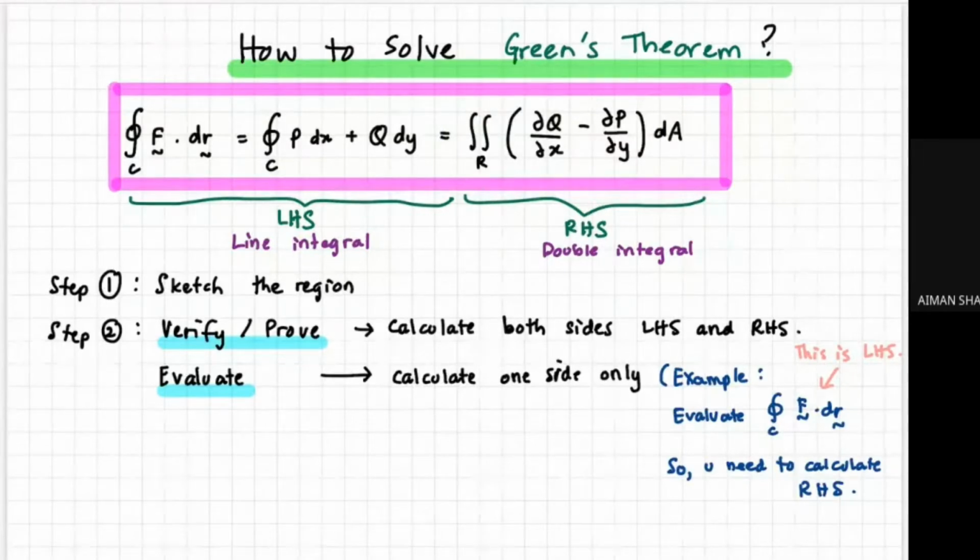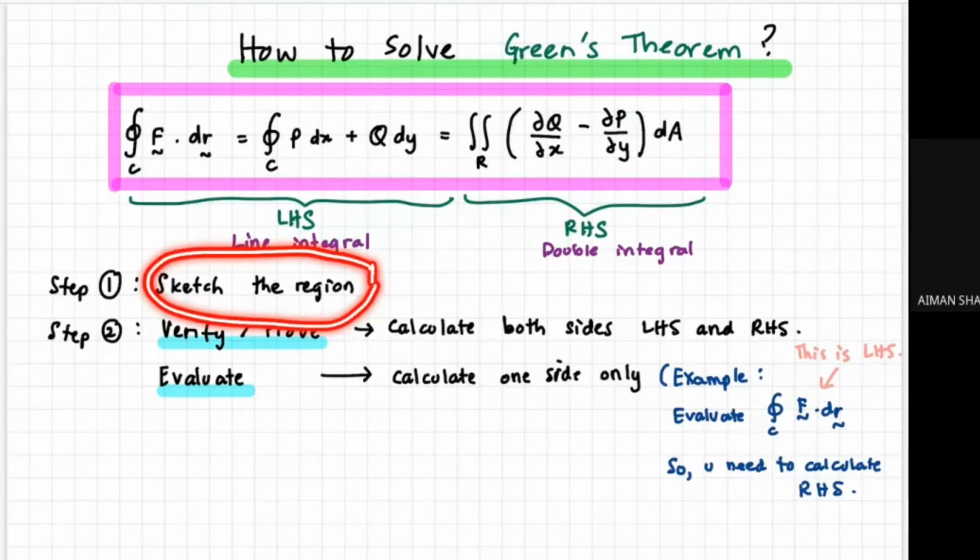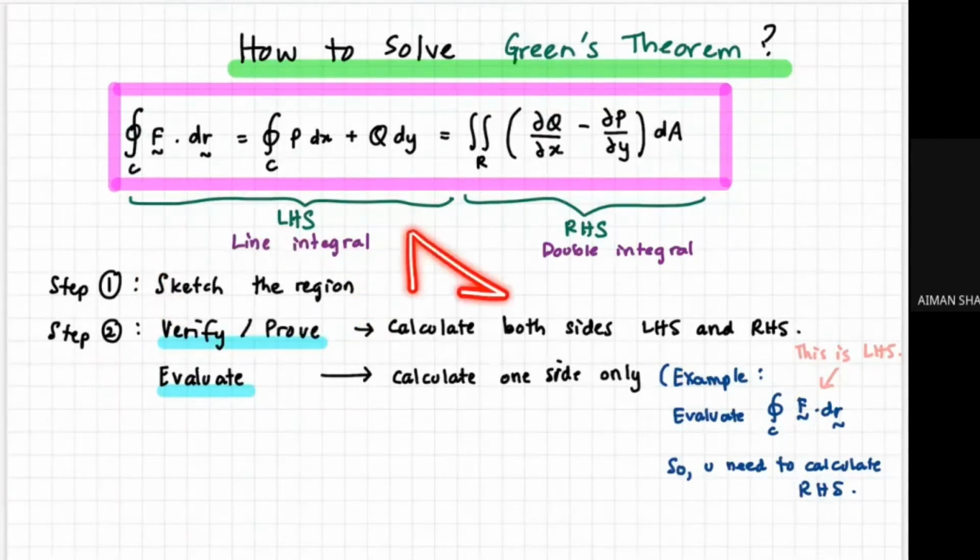So step number 1 is to sketch the region by looking at the information given in the question. You can draw the region, whether it is a triangle or maybe a circle. First you have to sketch and understand all the information given in the question.